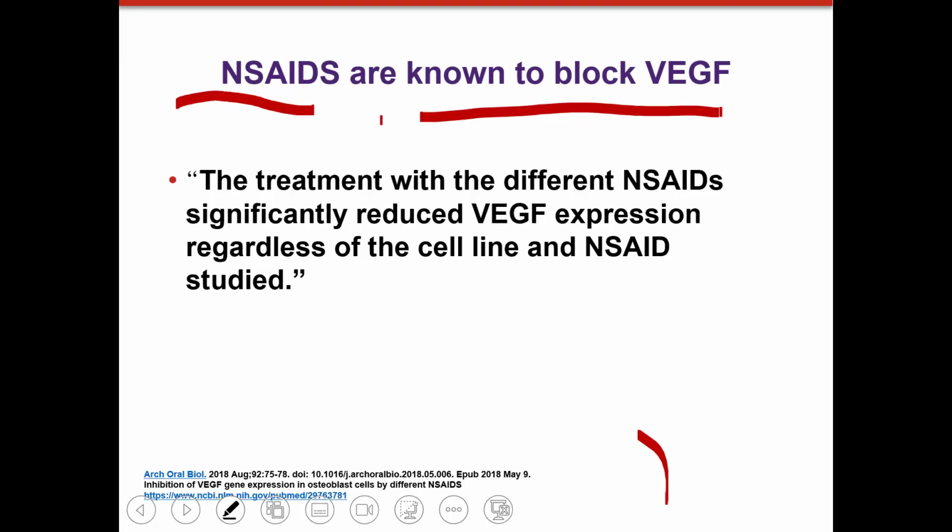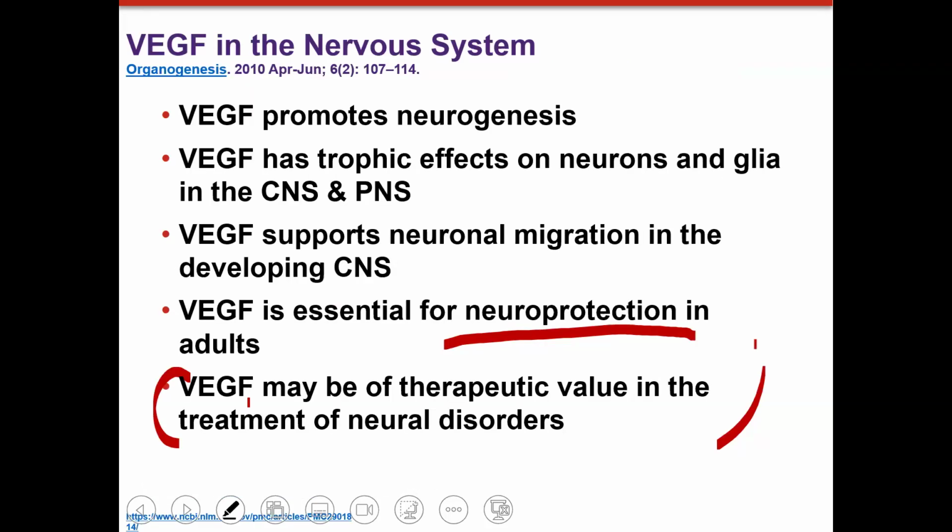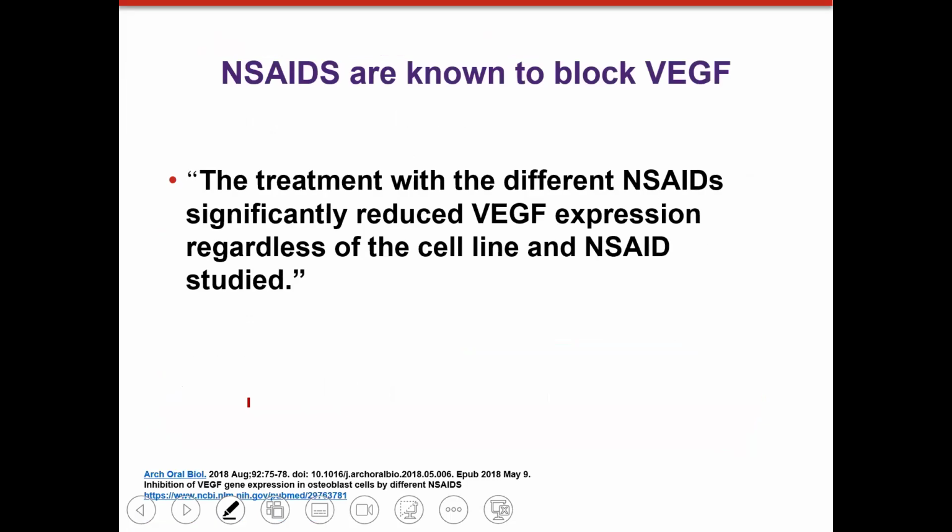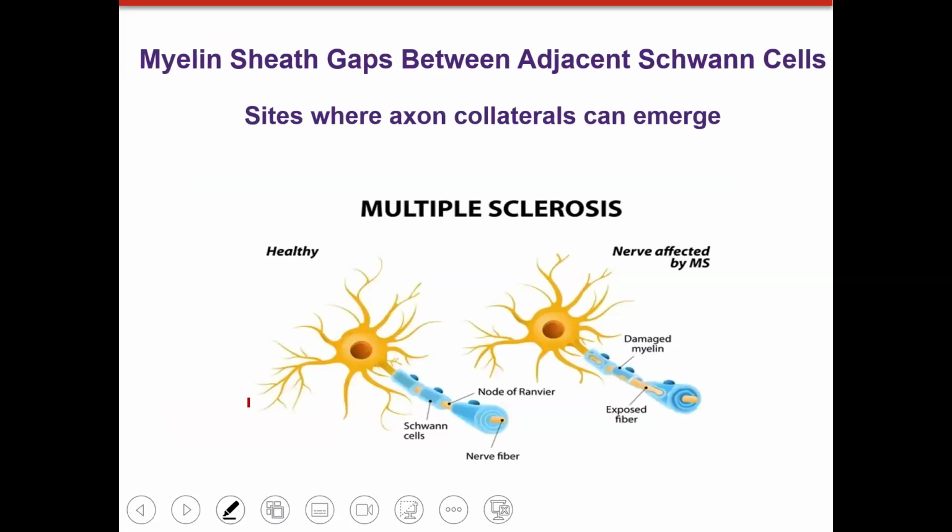The treatment with different NSAIDs significantly reduced VEGF expression regardless of the cell line. So this is blood vessel, this is nerve, this is bone, right? They were doing it with bone, with osteoblasts here, but they said it didn't matter which cell line it was. So it didn't matter what the NSAID was, didn't matter what cell it was, blocking VEGF expression. We know we need VEGF in order to do these things. Okay? So we need to be very careful with these NSAIDs.